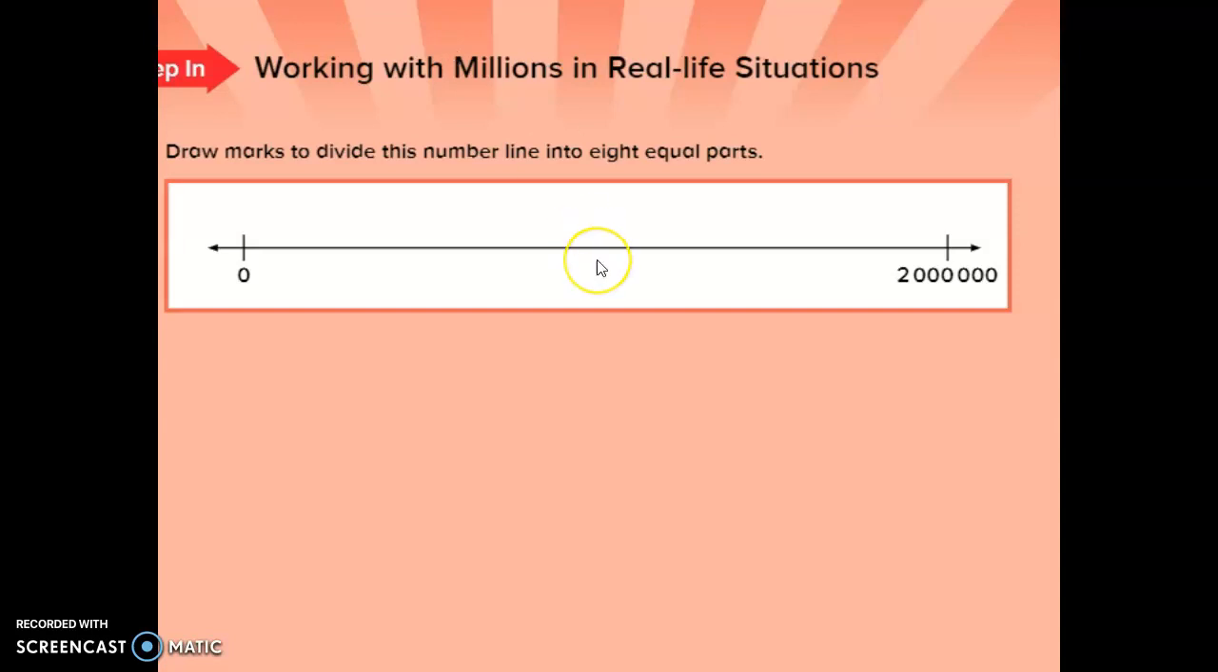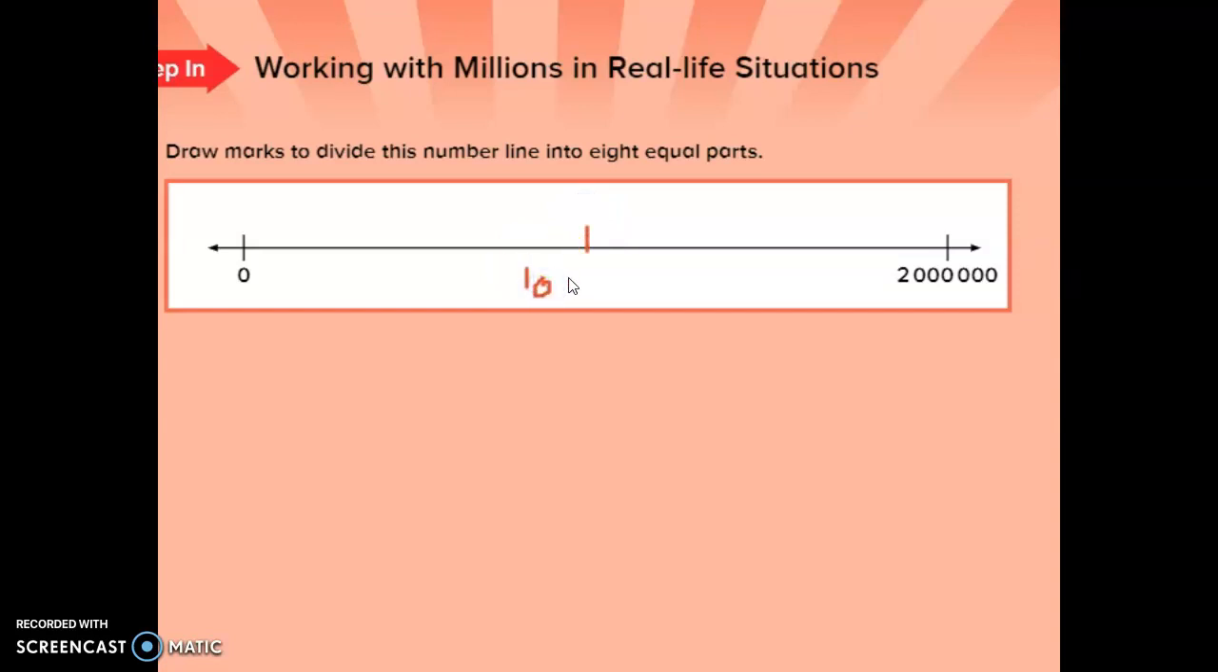So I'm going to start with my middle. So the middle of this number line is going to be 1 million. So I've got 1 million here because I've checked my number line. It goes all the way up to 2 million. Half of that is going to be 1 million. So I'm popping that in there. Now we need to break this number line into 8 equal parts. So we could start by breaking it in half, and we've got 1 million.